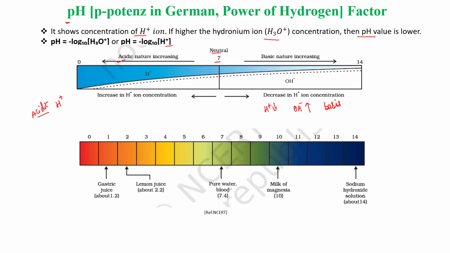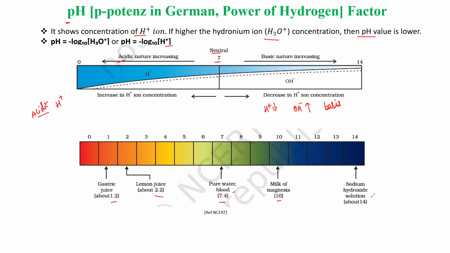So the pH of pure water as well as human blood is how much? 7.4. So it is a little bit basic in nature. And neutral is what? 7. Lemon juice is more acidic, with a pH value of 2.2, and gastric juice is about 1.2. And here milk of magnesia has a pH of 10, so that is basic in nature, which is used in antacids to neutralize the acidic effect.